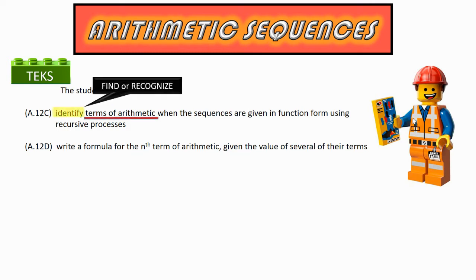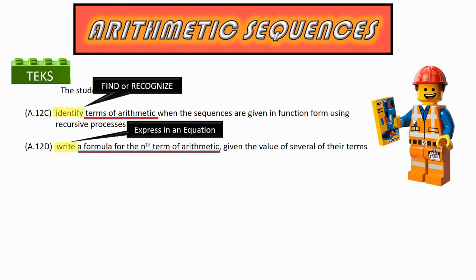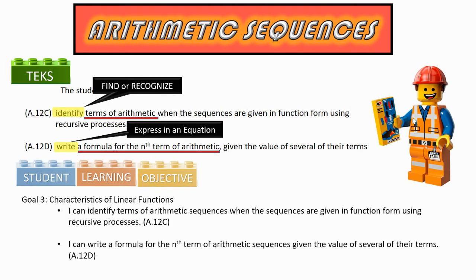All right, so your goal today is going to be able to identify, which means find or recognize, and write, which means express an equation. So if you're writing down your student learning objective, it is, I can identify and write a formula for arithmetic sequences.